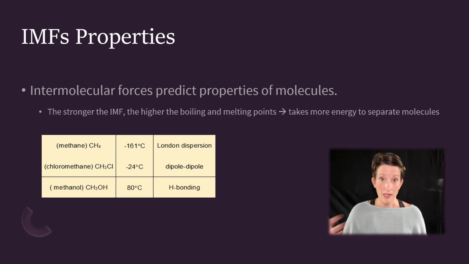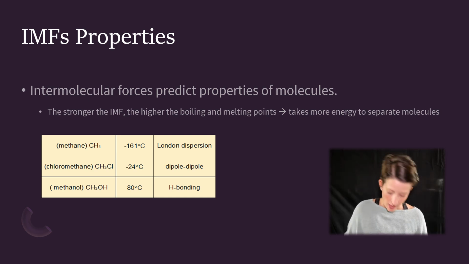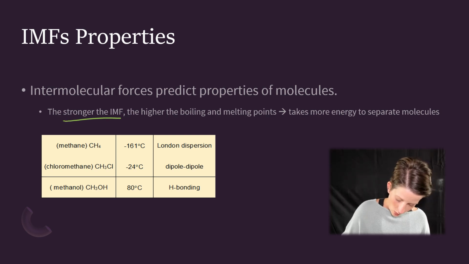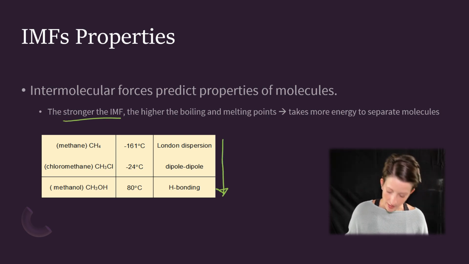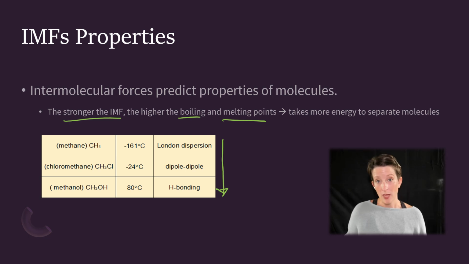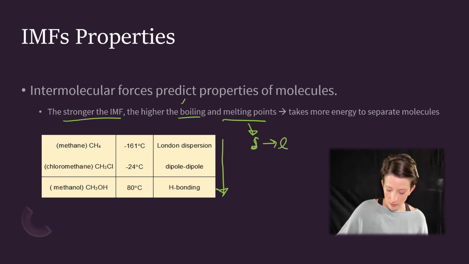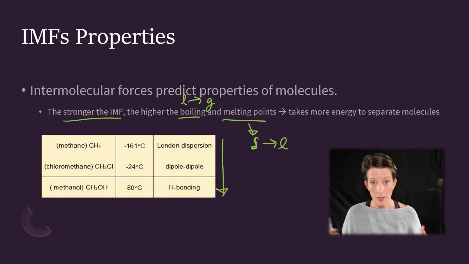Knowing or ranking the different types of intermolecular forces helps us to predict the properties of these covalent or molecular compounds. The stronger the intermolecular force, going from dispersion to hydrogen bonding, the greater the effect on physical properties, like boiling and melting points. Boiling and melting points are the transitions between phases. A melting point is the transition from a solid to a liquid. Boiling is going from a liquid to a gas. You have to input enough energy to separate those molecules apart. The stronger the force, the more energy you need to separate them.